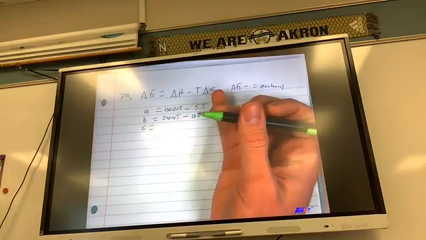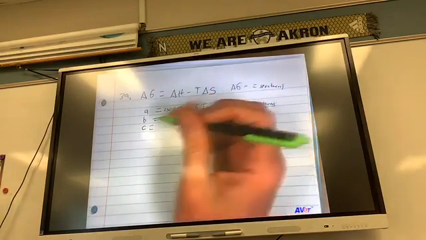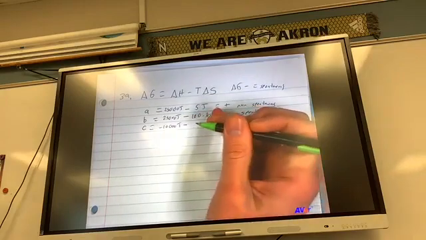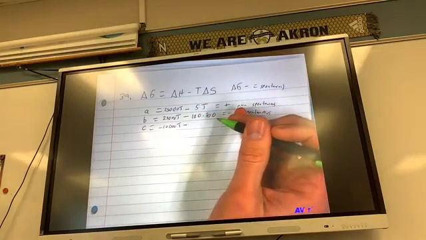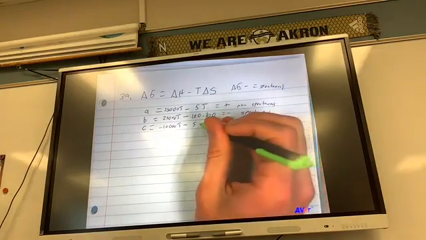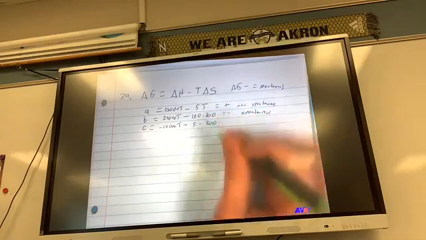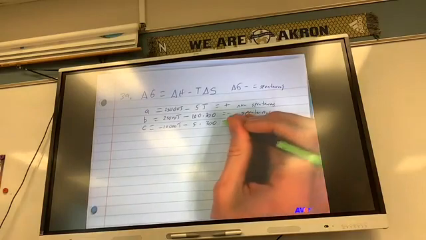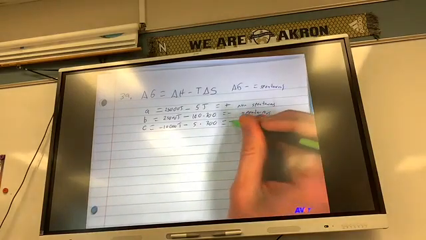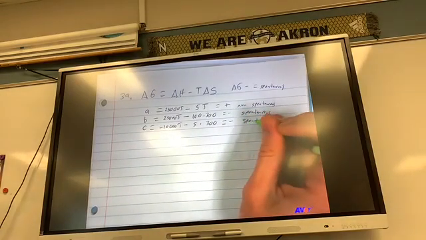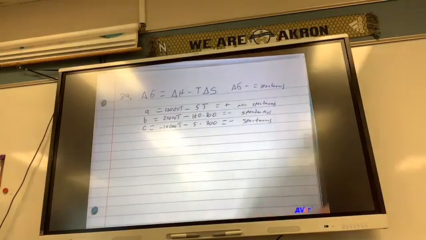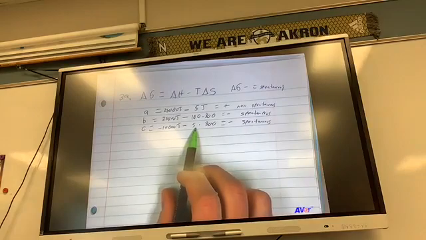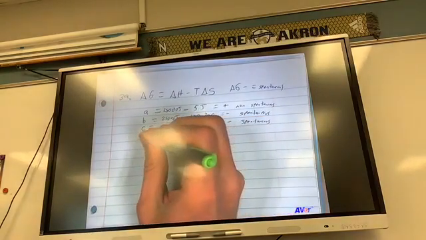C, I have negative 10,000 joules. So negative 10,000 joules minus, they give me 5 joules times 300. Negative 100,000 minus 1,500. Negative. Therefore it is spontaneous. Is the 5 coming from the 5? Yes, that's just entropy. I'm not putting my units on.